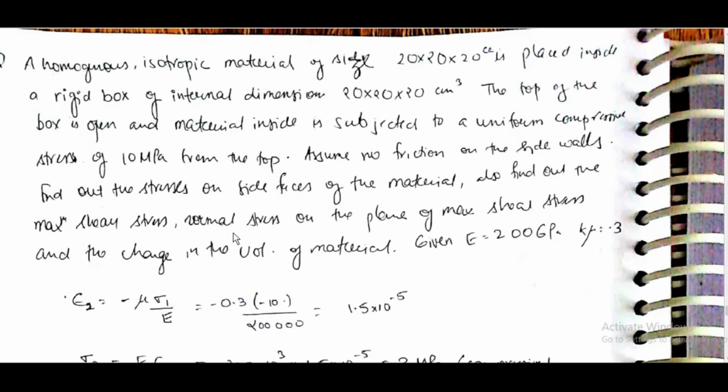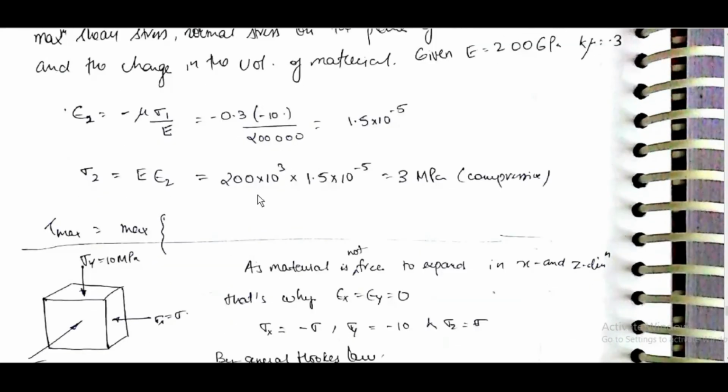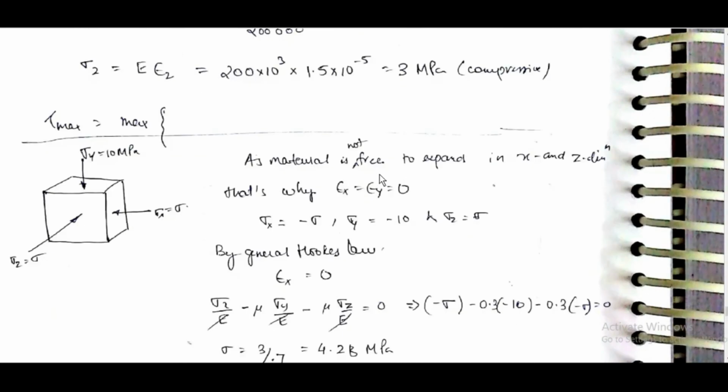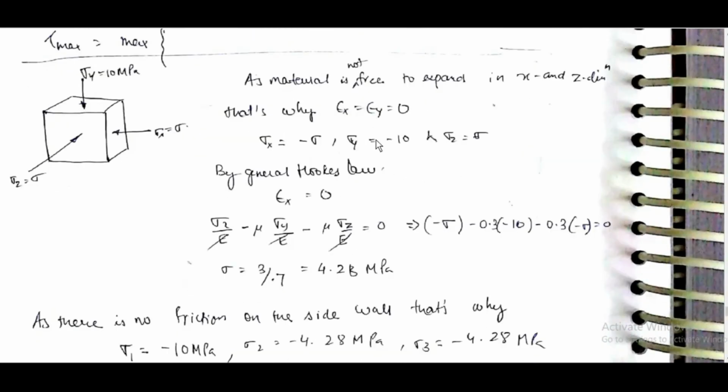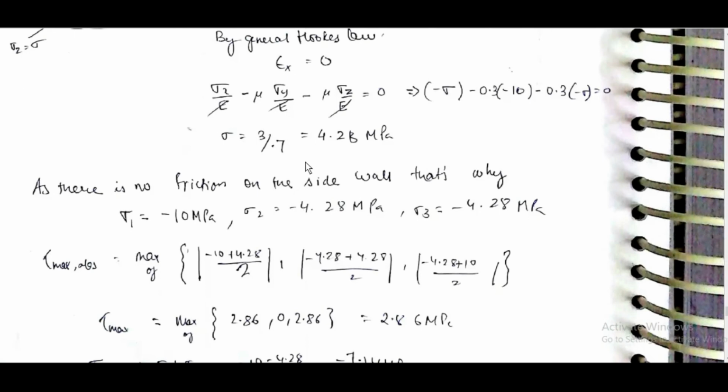Also find out the maximum shear stress, the normal stress on the plane of maximum shear stress, and the change in the volume of the material, given E is equal to 200 gigapascal. So epsilon 2 is equal to minus mu sigma 1 by E, sigma 2 is equal to E epsilon 2. As the material is not free to expand in x and y direction, epsilon x is equal to 0, epsilon y is equal to 0. From that we can get sigma.